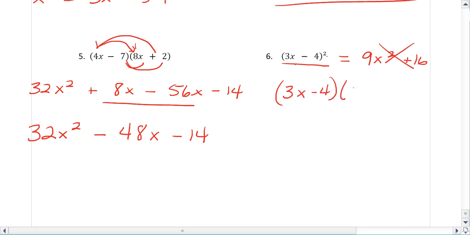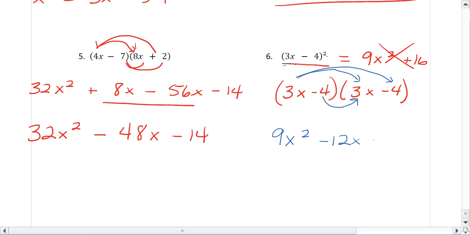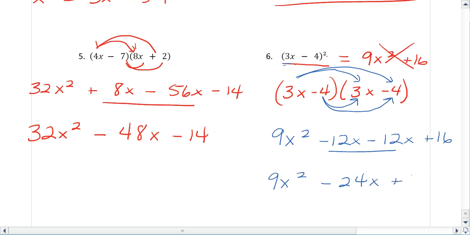You take this binomial and you times it times itself. Because when you write this out, you're much more likely to see the foiling. So again, I'll draw the arrows in because sometimes that helps. We have 3x times 3x is 9x squared. 3x times negative 4 is negative 12x. Negative 4 times 3x is also negative 12x. And negative 4 times negative 4 is positive 16. Once again, combine those middle terms, and you do get this trinomial for your final answer.